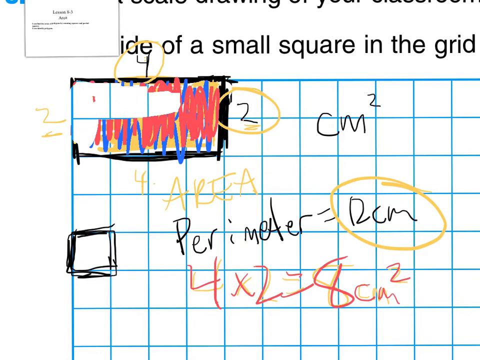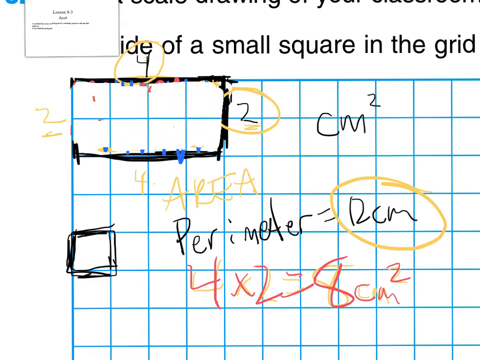I'm going to just erase the inside here. My trick for if you have a shape that's kind of funky and it's cutting through and it has half, it's not going through, and you have angles and all that fun stuff, one of the easiest ways is to just count all the squares. 1, 2, 3, 4, 5, 6, 7, 8. That gives me 8 square centimeters.